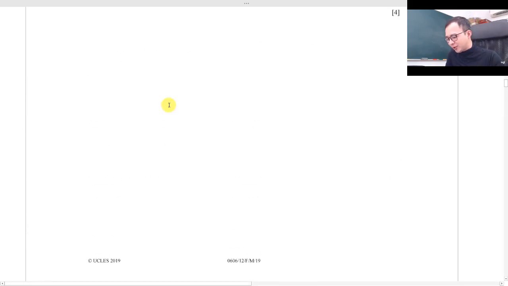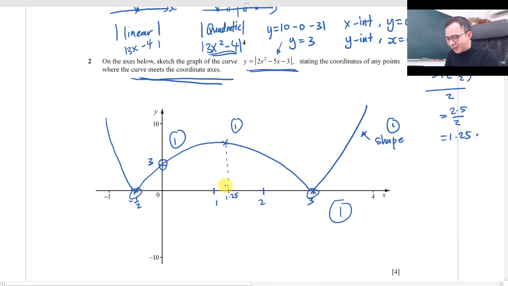Yeah, if you want to do the dotted line in the middle, you are fine. They will not deduct marks because yeah, it's easier for you to see where your maximum is.